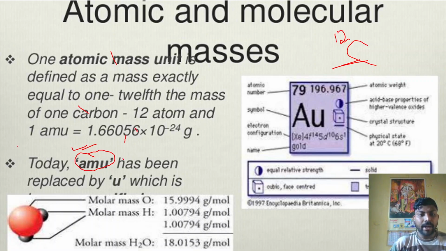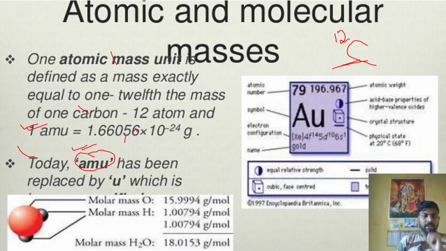And what is the value of 1 AMU in grams? It is 1.66 into 10 to the minus 24 gram. That is a very important part: whenever we need to convert AMU to gram, you have to multiply by 1.66 into 10 to the minus 24 gram.